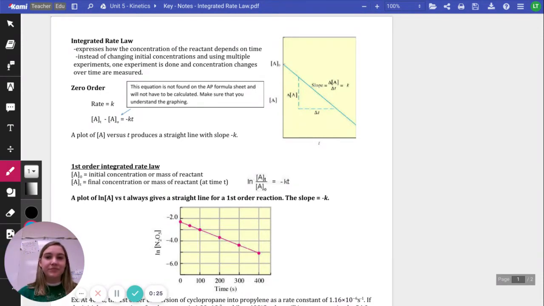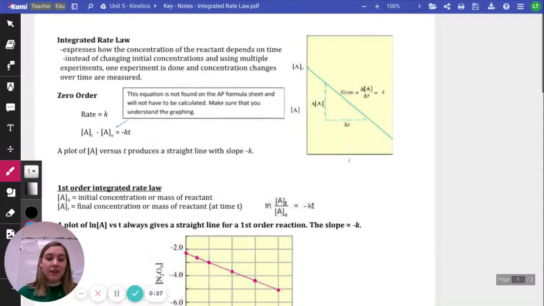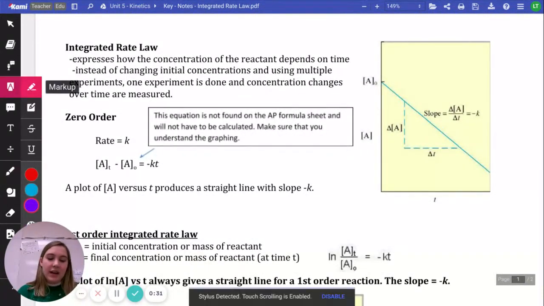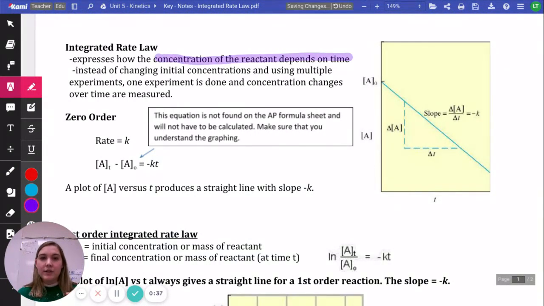All right? Okay. So integrated rate law is slightly different than differential because it expresses how the concentration of the reactants depends on time. So differential is how rate depends on concentration. This is how concentration depends on time. Okay?